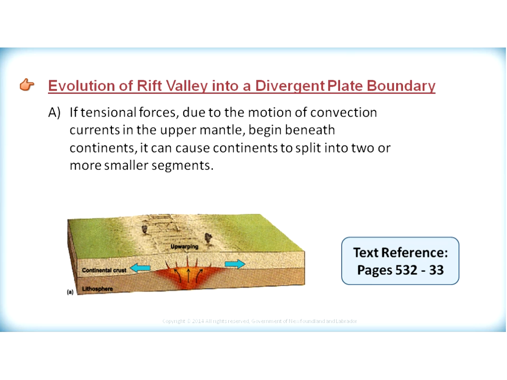Let's look at the evolution of a rift valley into a divergent plate boundary. A rift valley generally forms if tensional forces due to the motion of convection currents in the upper mantle begin beneath continents. It can cause continents to split into two or more smaller segments.